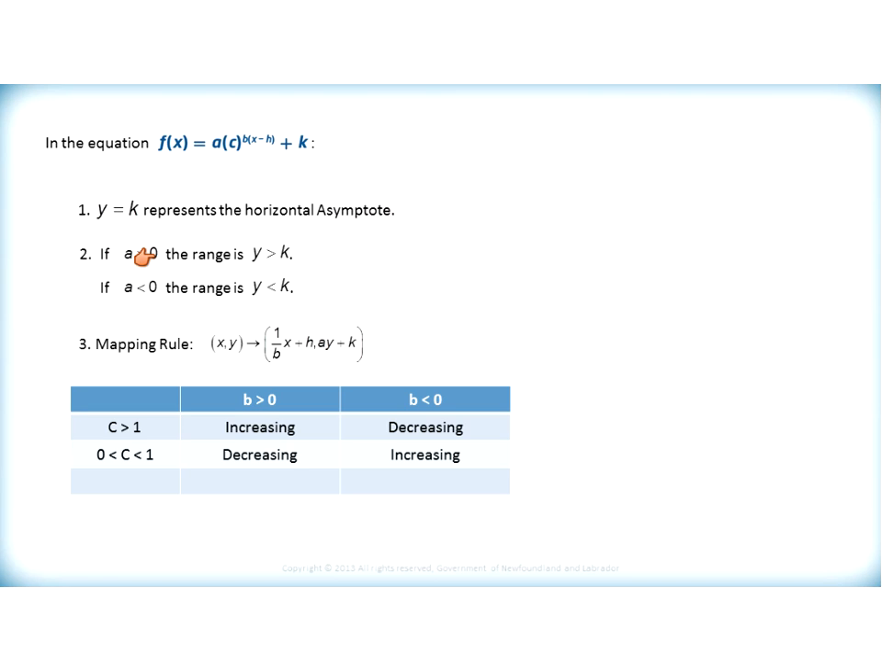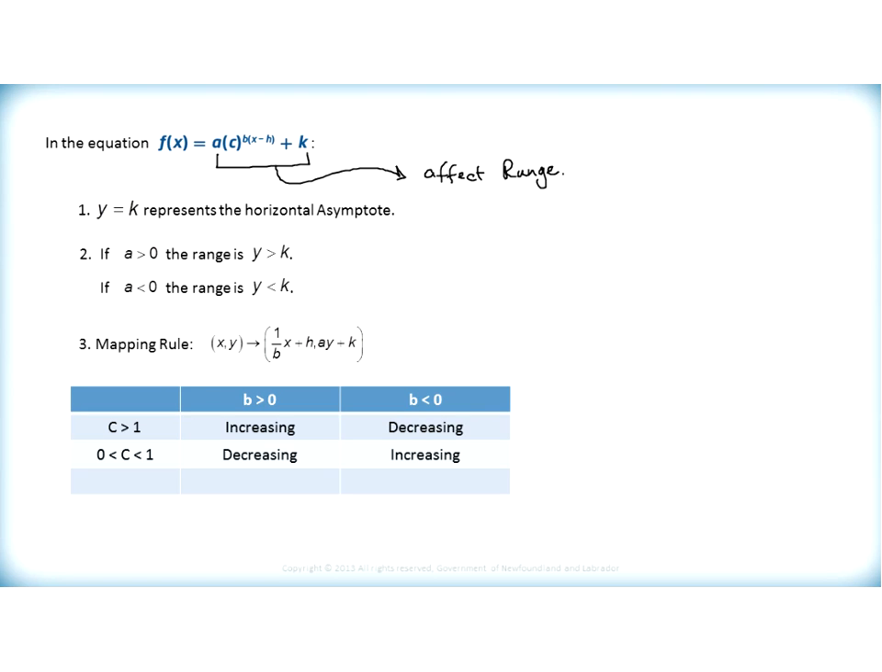If a is positive, the range of the function is going to be y is greater than k. What's important here is that there's only two things that will affect the range of this function, and that's a and k. Now remember, your domain is all real numbers anyway. But these are the only two things that affect the range. So if you're wondering how to find the range of an exponential function, you don't need to consider the b, you don't need to consider the h. All you need to consider are a and k.